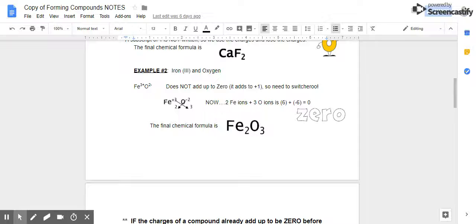Here's an example with iron and oxygen, Fe3 positive and O2 negative. So they don't add up to 0, they add up to a positive 1. So you crisscross your charges. So if I took 2 times 3 positive, that's a positive 6. If I took 3 times a negative 2, it's a negative 6. Positive 6 minus 6 equals 0. So you know that it is done correctly. Fe2O3. Remember, if you see these 3 as a Roman numeral, that means that it has multiple charges it could form. That is the charge, iron 3.